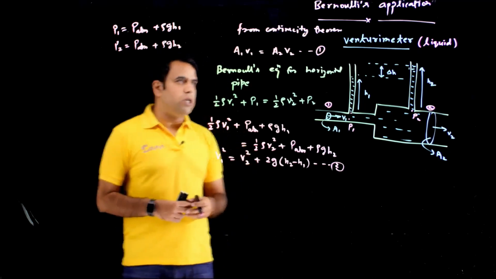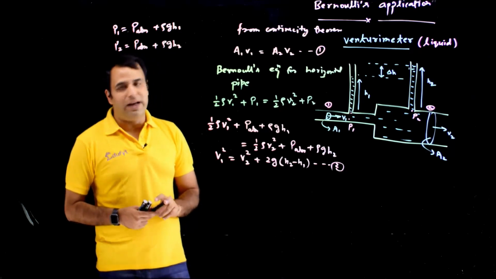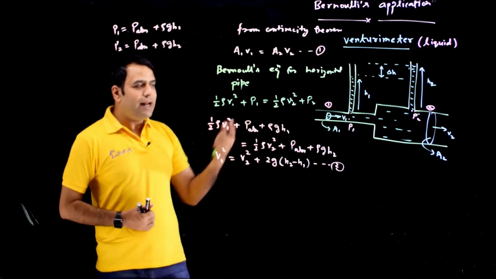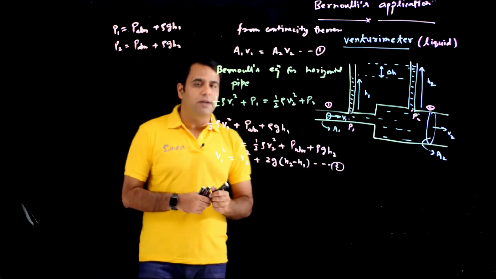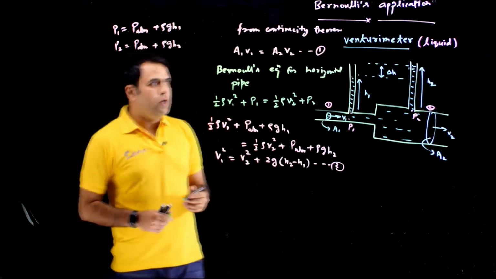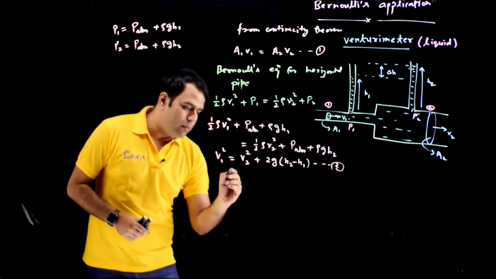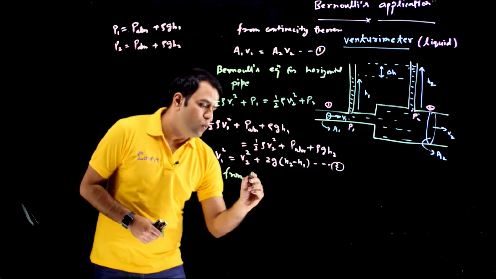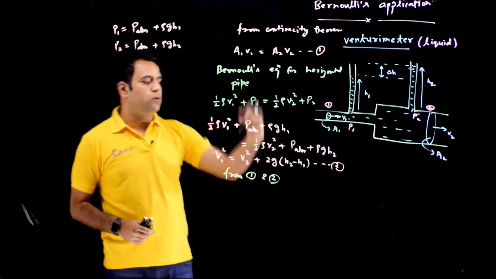So now you have two equations. One is this equation, the second is this equation. In these two equations, you find two variables, V1 and V2. H1 and H2 are things we measure; they are measurable quantities. So what we will do is replace the value of V2 from equation 1 into equation 2. From equation 1, we are putting the value of V2 in equation 2.